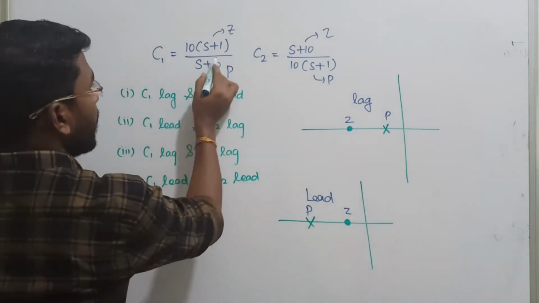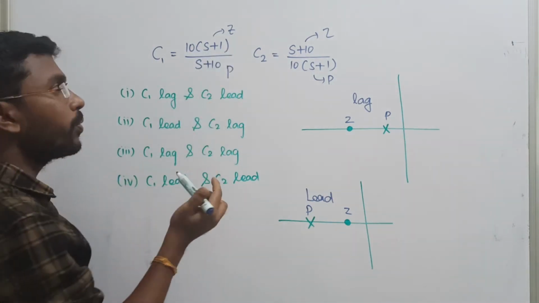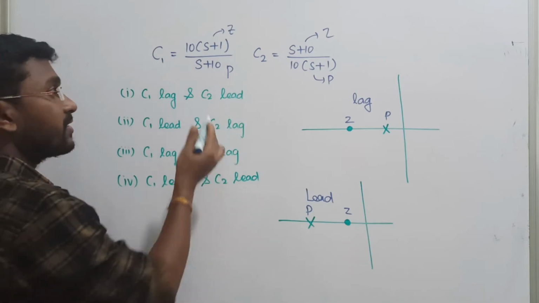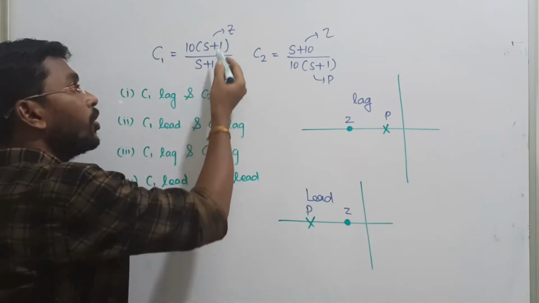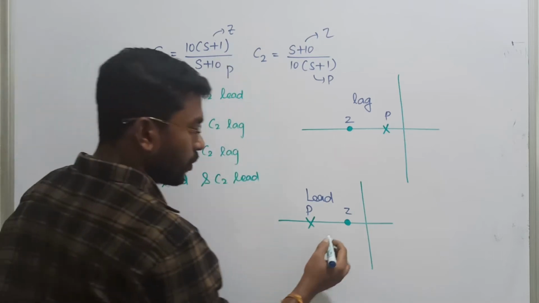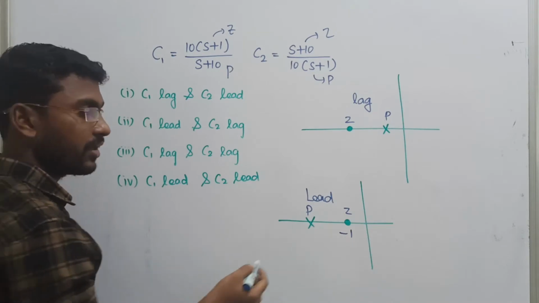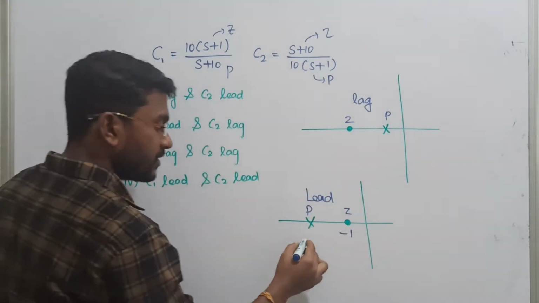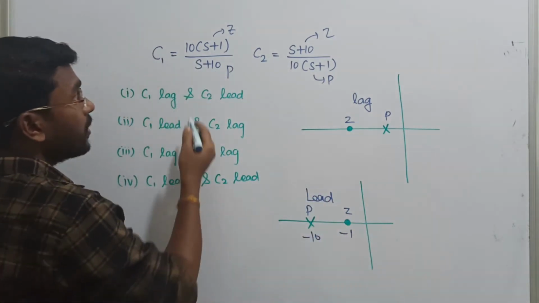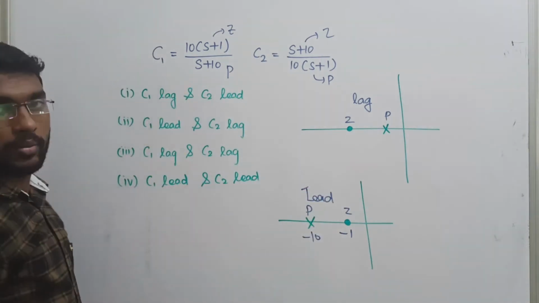Let us see case number 1. S equal to minus 1, S equal to minus 2. We have two values, S equal to minus 1 and S equal to minus 10. Of the two, which comes first? The zero will fall in place. S equal to minus 1 will be placed first. That is a zero, so it will be represented by a dot. And then S equal to minus 10 will be placed second, such that the first one is going to be a lead compensator. That is, C1 is going to be a lead compensator.